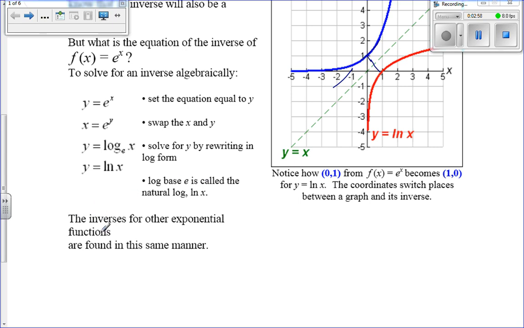Inverses for other exponential functions are found in the same manner, and I'm going to show you what that means as well. If you look here, on the graph we had the point 0, 1 right there. And if you notice, every time we did an exponential function, it went through this point 0, 1, unless we had the graph move. Now, when we switch it to the natural log of x, we switched our x and our y. Like we did over here, we switched x and y. And if you look at it, this point now becomes 1, 0. So again, we switch x and y, and then that becomes my new point.